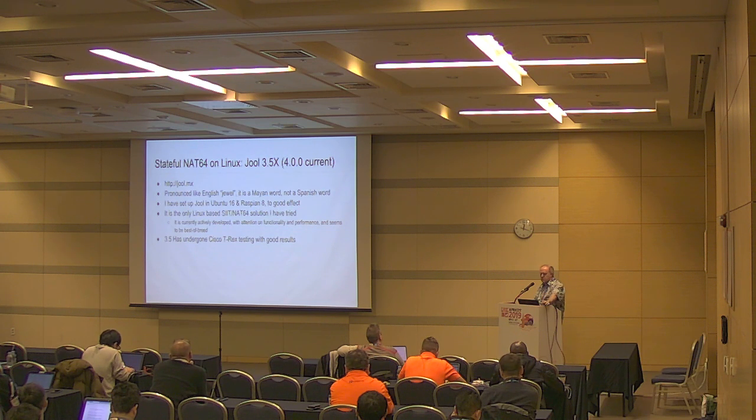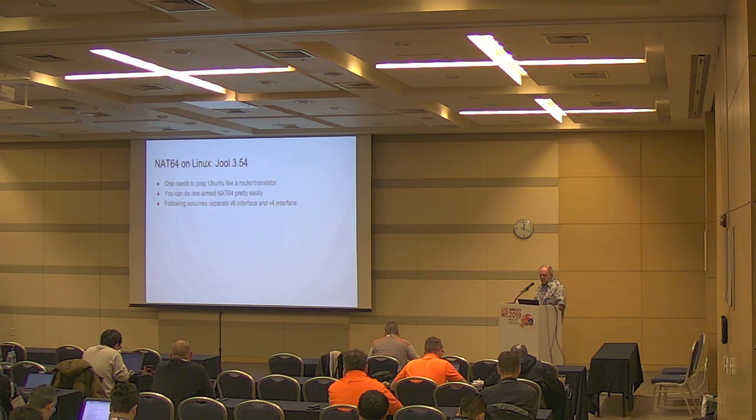I have it set up in Ubuntu 16 and Raspbian 8 to good effect. It's the only Linux-based NAT64 solution that I have tried, but it's the only one I've been tempted to try. There's Tayga and one that starts with an E. And they're either too user space or too undeveloped, not to badmouth them, but there it is. And Jool 3.5 has undergone T-Rex testing with good results. It's actually been load tested pretty extensively. So NAT64 on Linux with Jool 3.5.4 is the one I'm currently running.